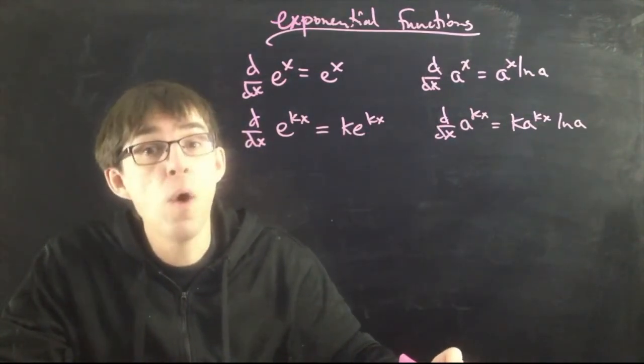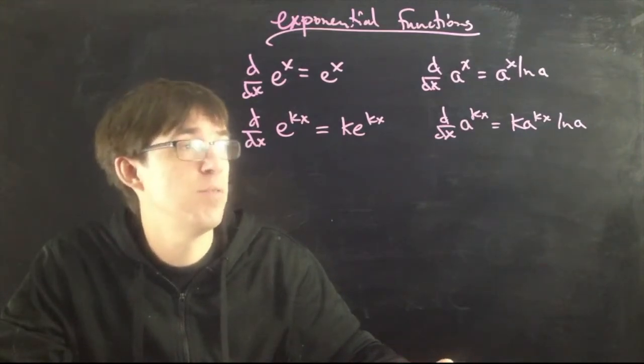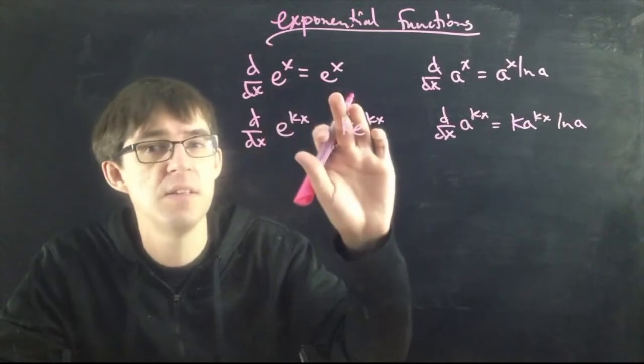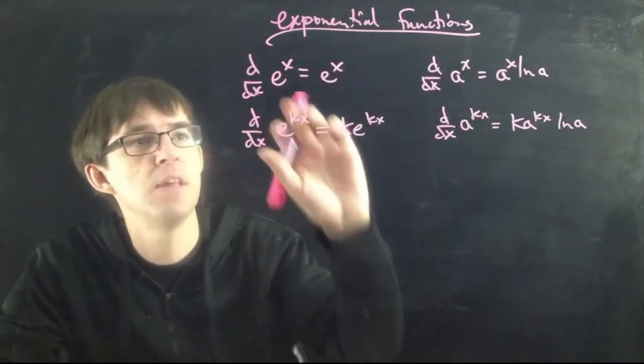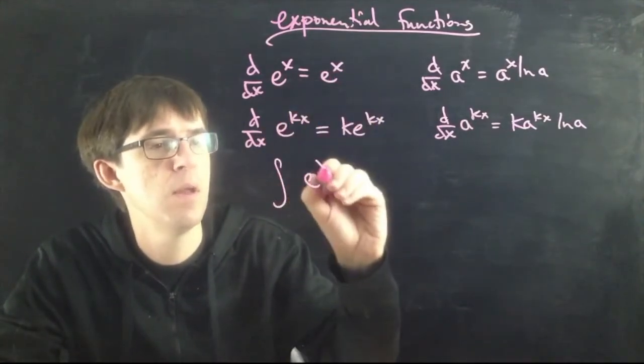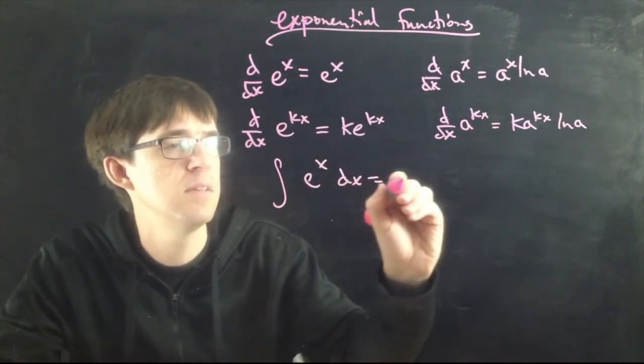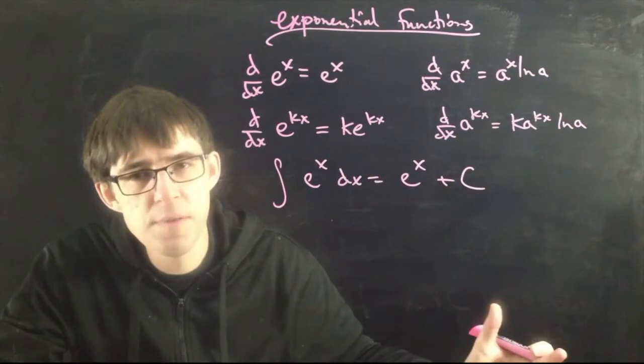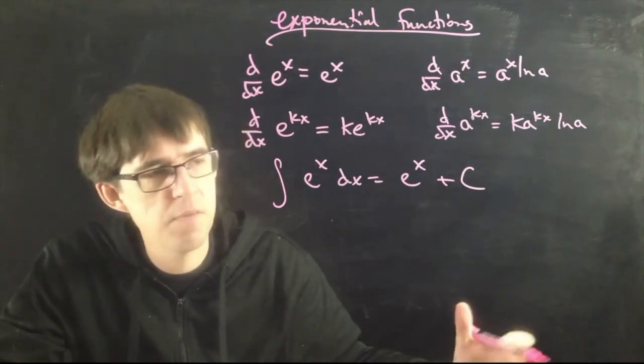All right, what do we get in terms of antiderivative formulas for these? Well, the first one is very easy. The derivative of e to the x is e to the x. That means the antiderivative of e to the x is e to the x. So here's one. Integral e to the x dx is e to the x plus c, right? E to the x, when you take the derivative, it stays the same.